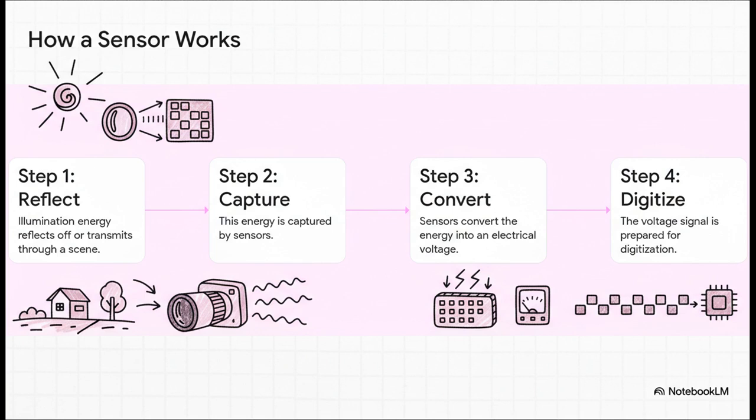Now, this sensor is basically a translator. It does this amazing thing where it converts that light energy into a raw electrical voltage. The brighter the light that hits it, the higher the voltage. This analog signal, it's like the very first ghost of our future image.